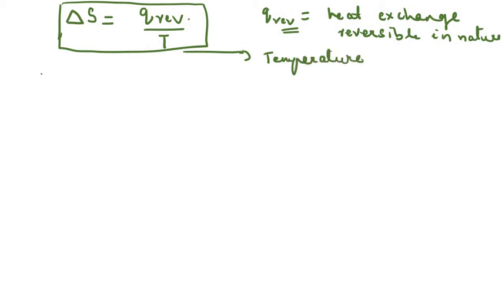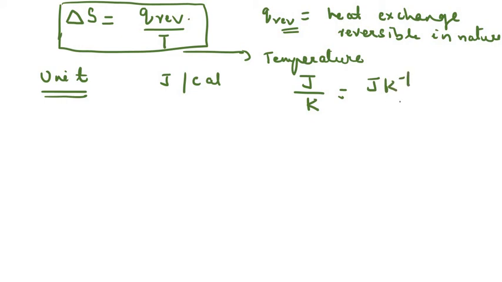So based on this formula, we can find out what is the unit for this change in entropy. The Q is represented in terms of joules, or what? In terms of calorie. And temperature is represented in terms of Kelvin. So the unit will be joule by Kelvin, Q by T. So it will be joule Kelvin inverse, or instead of joule, we can also write calorie. So it will be calorie by Kelvin or calorie Kelvin inverse.